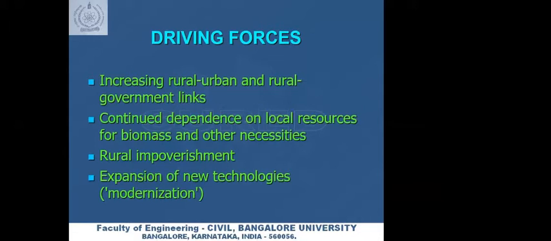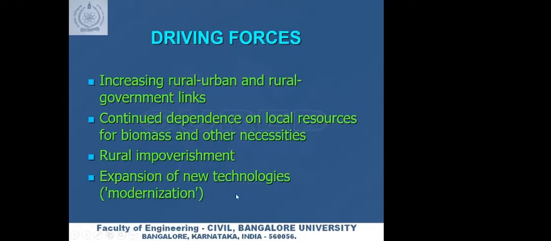See why the issue has taken up wetland hydrology. Increasing rural, urban, and rural government links are making us understand this wetland, particularly the hydrological process. Then there is continuous dependence on the local wetland for biomass and other necessities, and rural improvement. Wherever the wetland is, they try to use it because they are under the impression that a wetland is not much useful. And then with modernization and new technology, they have realized that wetland has many resources.